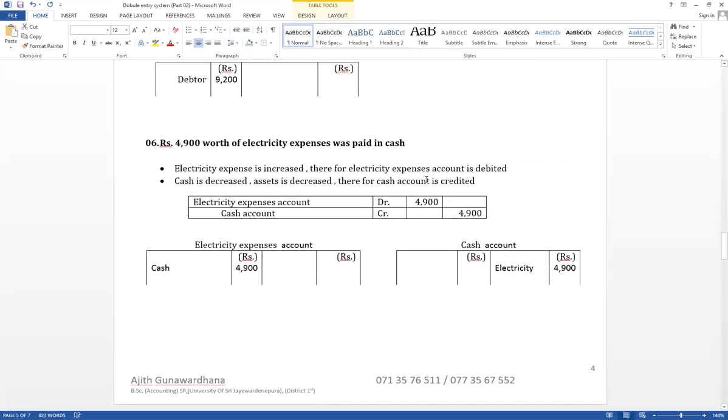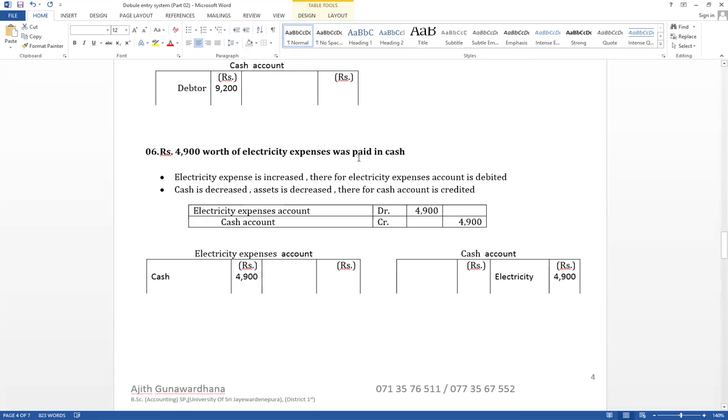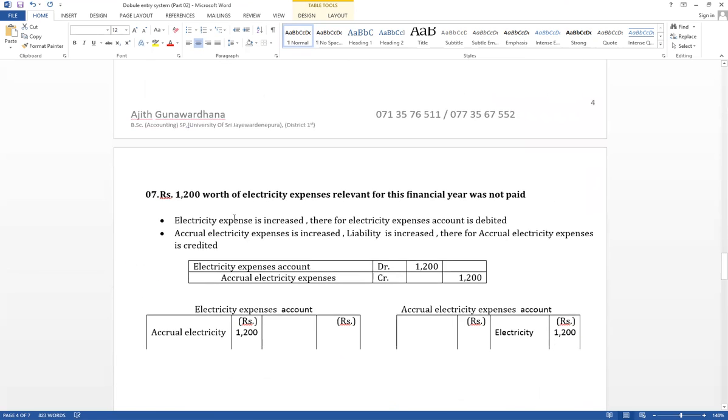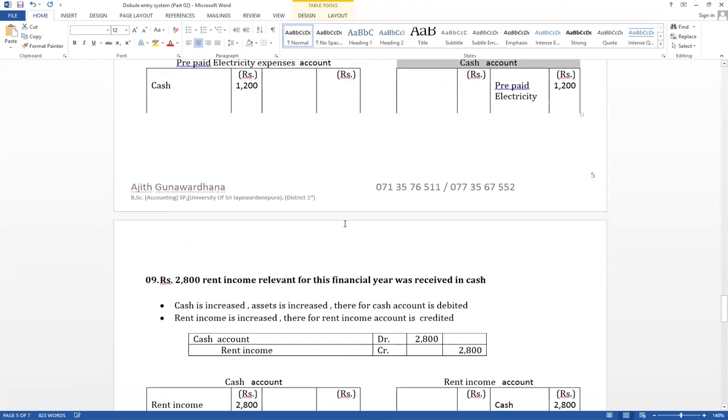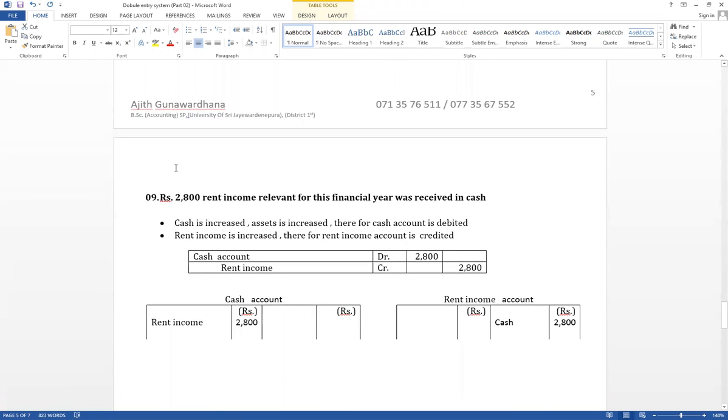Think about there are three parts. Expense relevant for this financial year was paid. Next one, expense relevant for this financial year was not paid. Accrued electricity. And eighth one, expense relevant for next financial year was paid. That is a prepaid. Therefore, expense, accrual expense, and prepaid expense. Think about ninth one, relevant for income side.